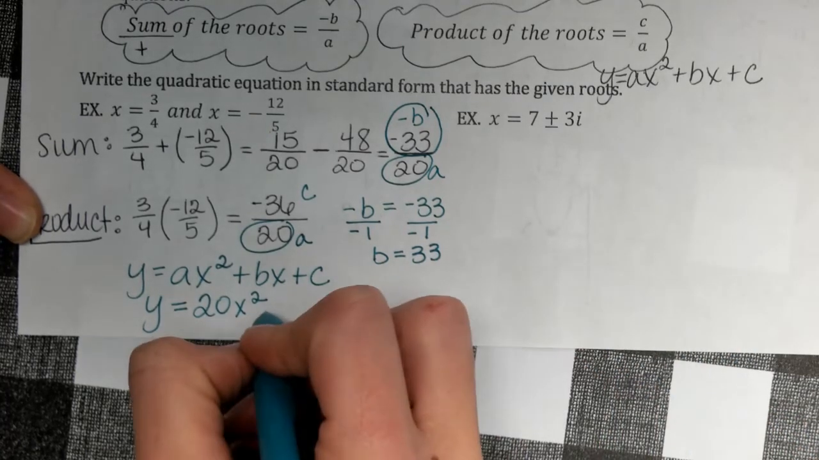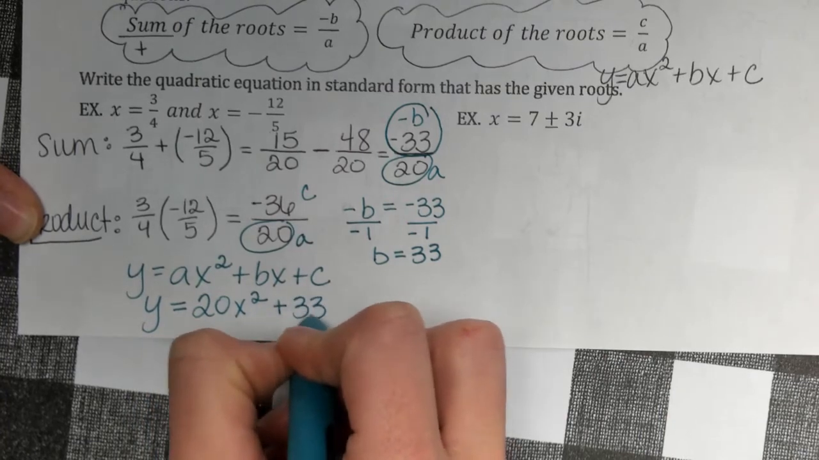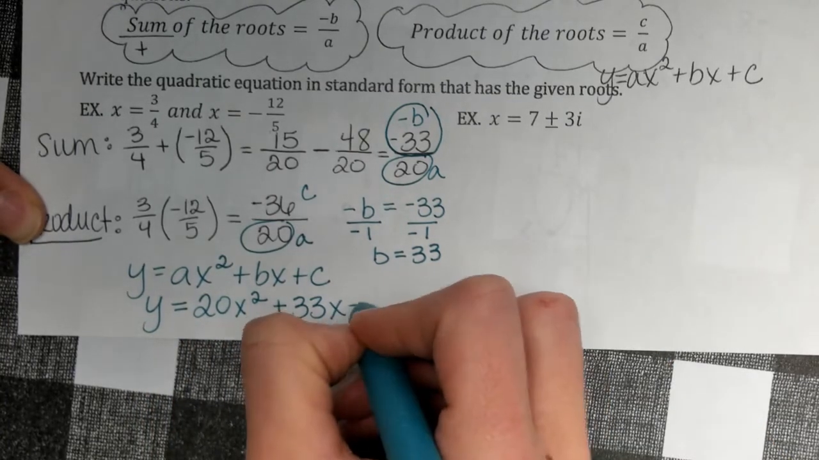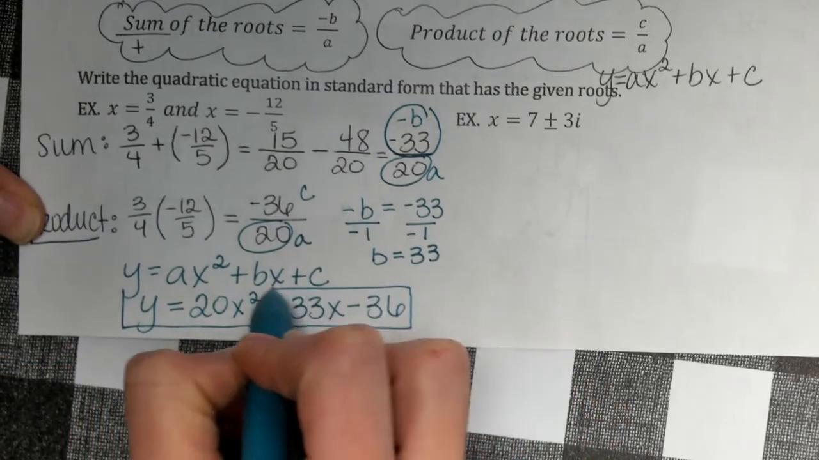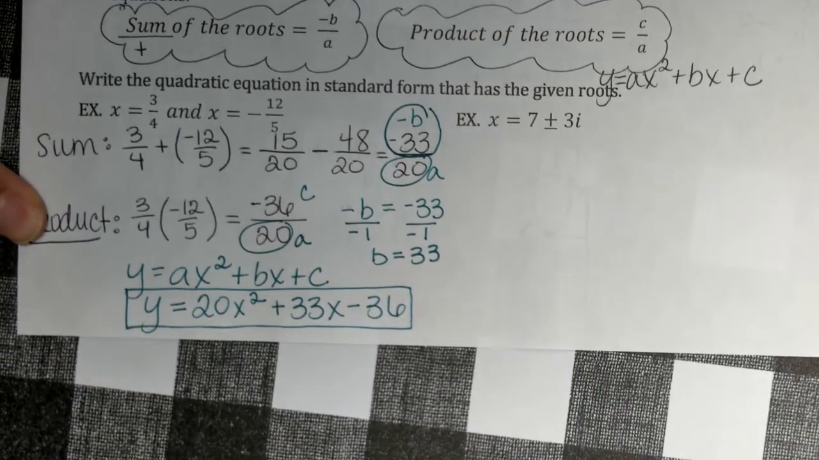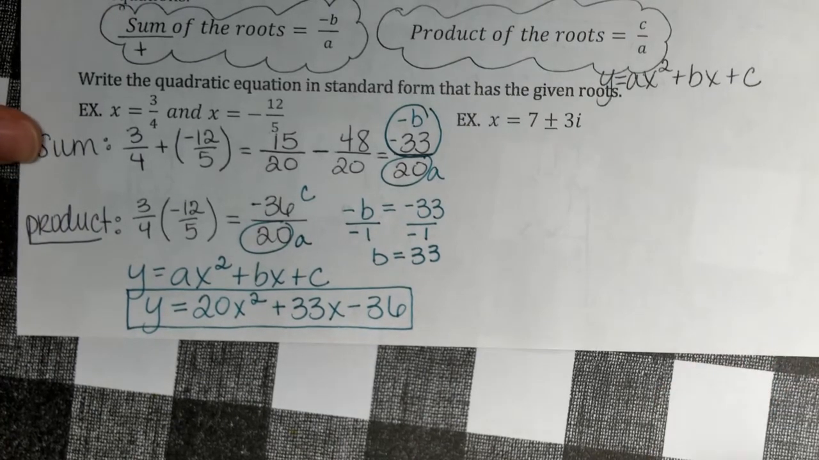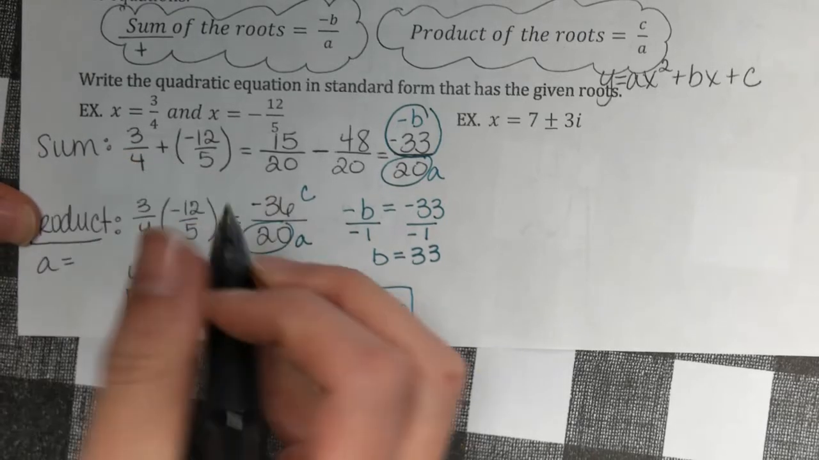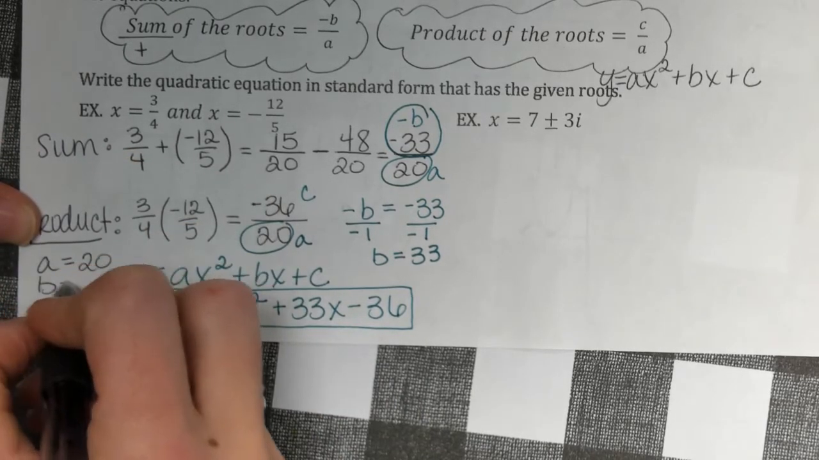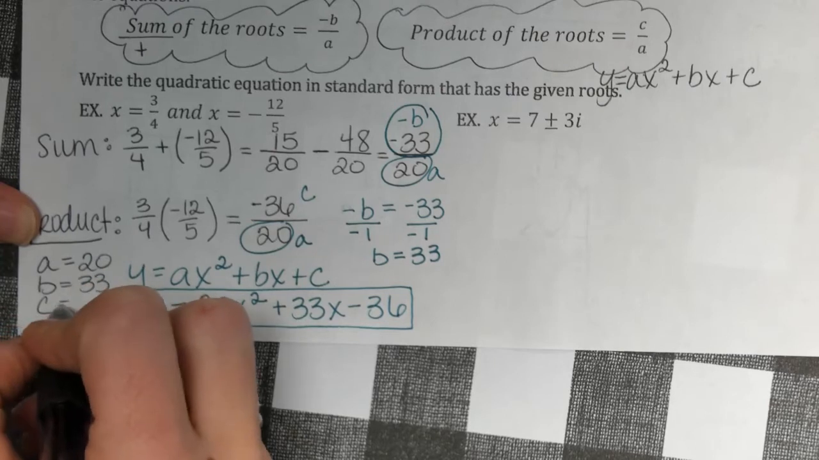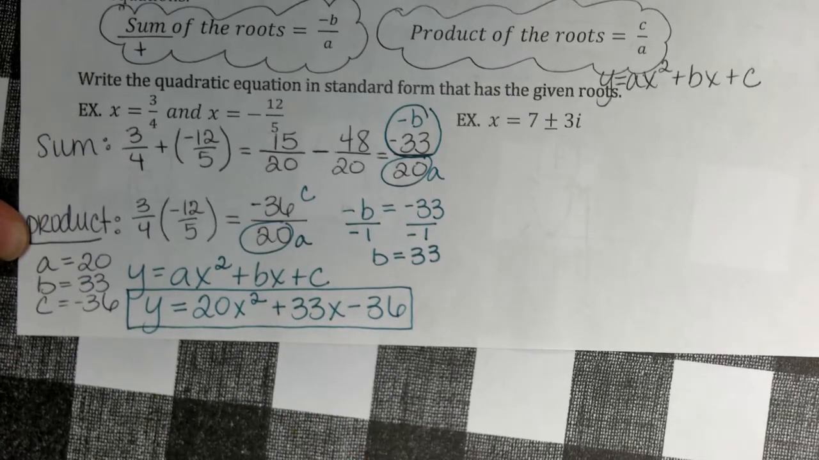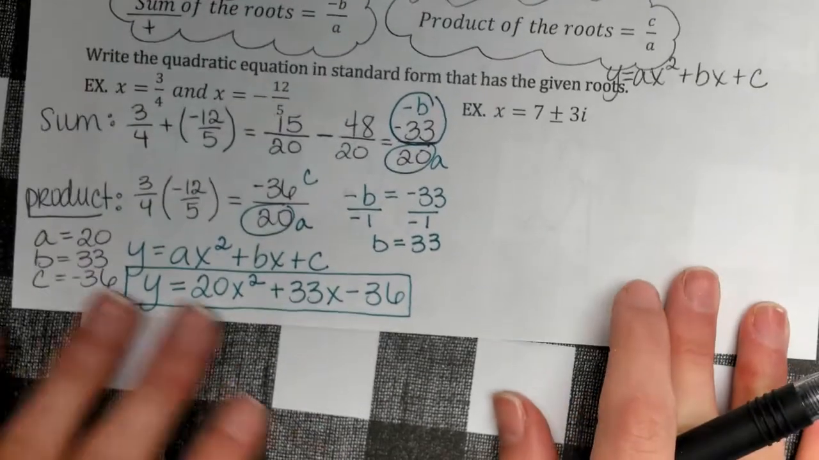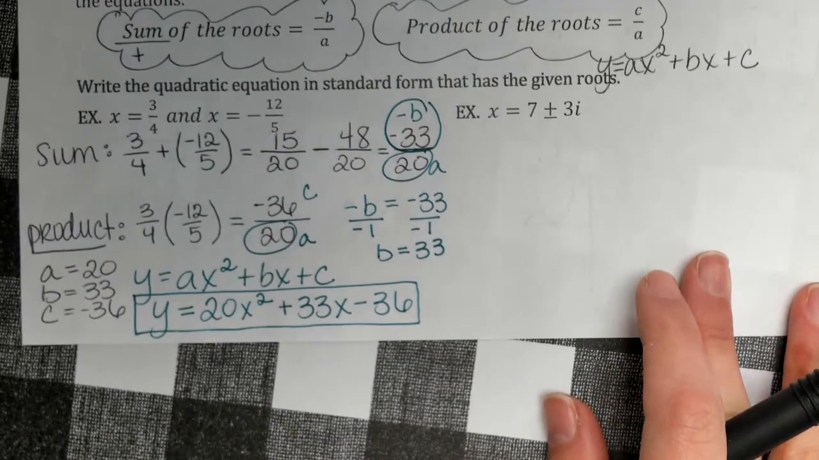Okay, so this is a plus 33x minus 36 for my c. If you want to list while you're working it out, a is 20, b is 33, c is negative 36, for you to see it and put it in your equation, that's fine too. Okay? Do we understand adding and then multiplying those? Okay.